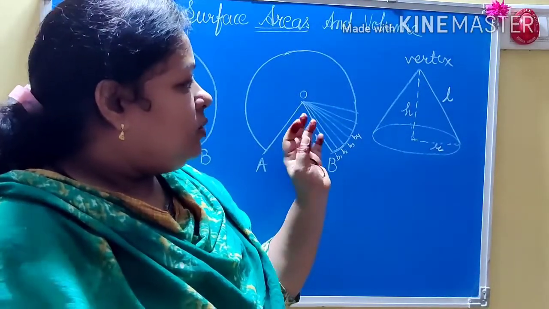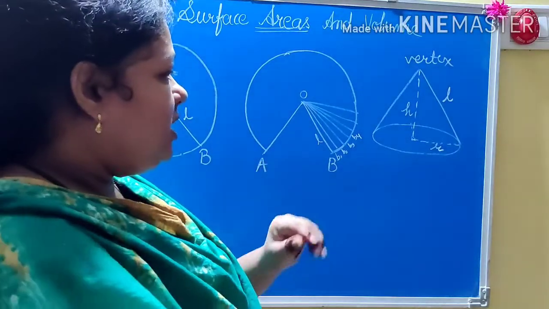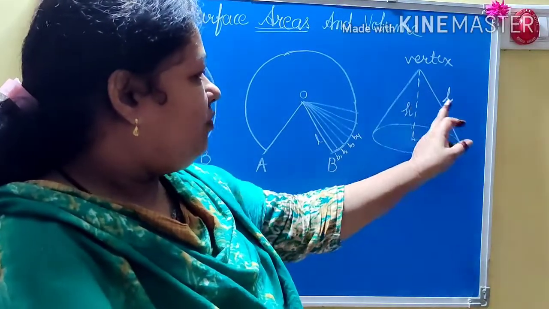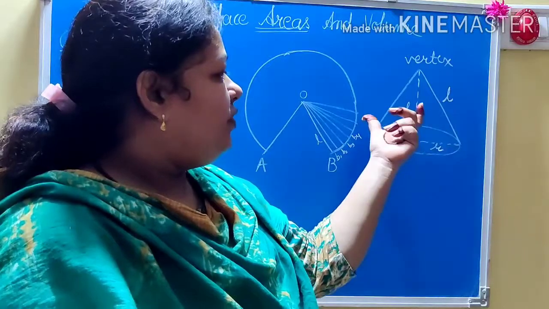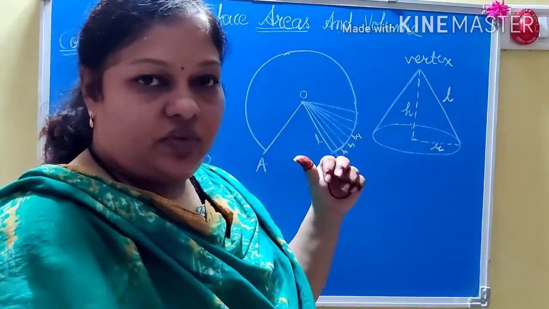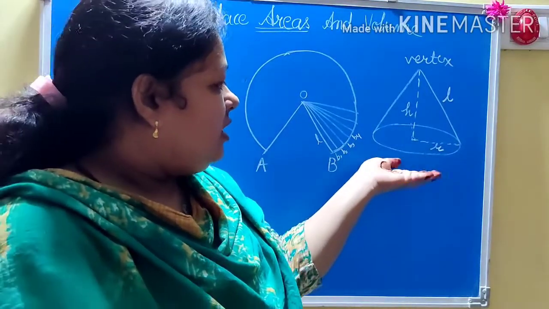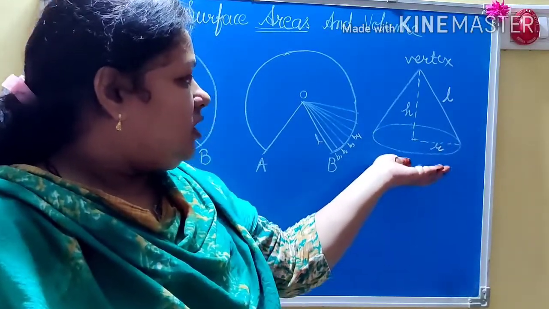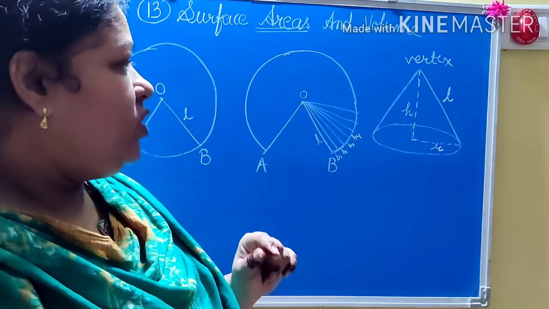Okay. Now there are two terms, CSA and TSA. If you see, this is the curved face of the cone. Only the area of this curved surface is the CSA of the cone. And what is TSA? If we add the area of the circular base to that CSA, then we will get the TSA of the cone.